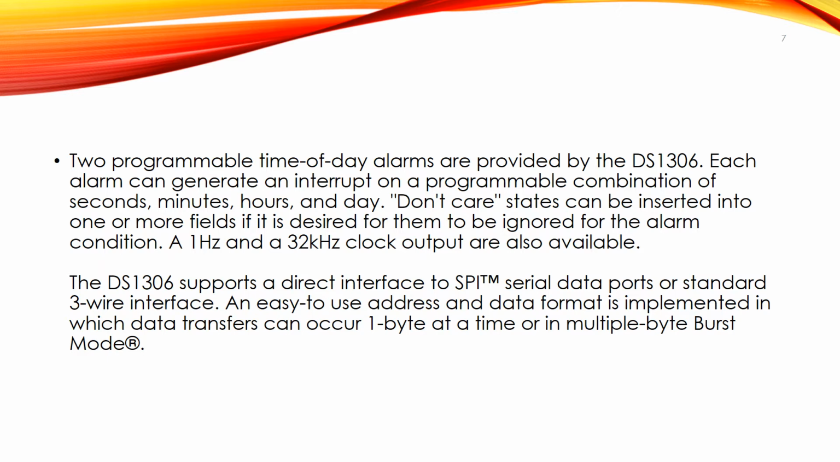Two programmable time of day alarms are provided by the DS1306. Each alarm can generate an interrupt on a programmable combination of seconds, minutes, hours, and day. Don't care states can be inserted into one or more fields if it is desired for them to be ignored for the alarm condition. 1 Hz and 32 kHz clock outputs are also available.